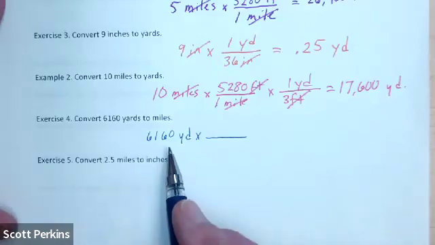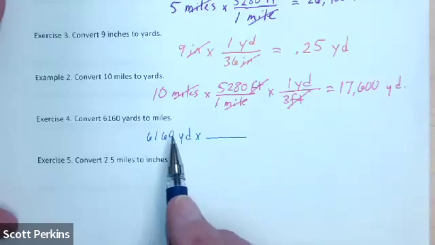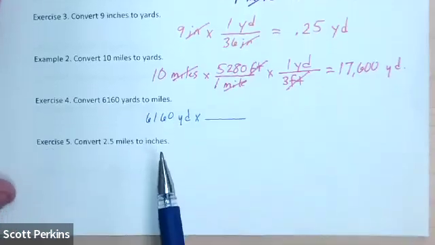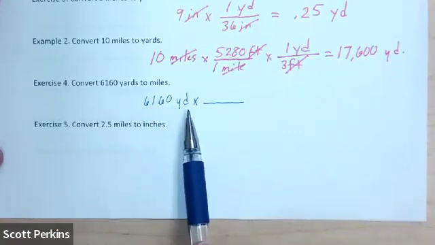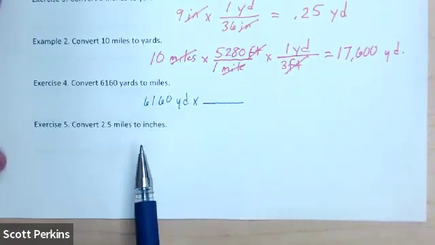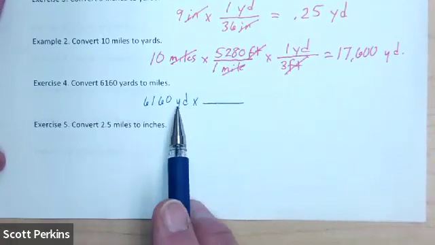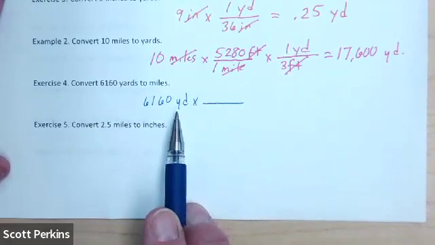So I've got 6,160 yards. I'm asked to convert that to miles. Once again, I do not have the direct one-to-one conversion from yards to miles. So I'm going to use what I have. The first thing I have is I can convert yards into feet. And then I'm going to convert feet into miles, which is what my table gives me.